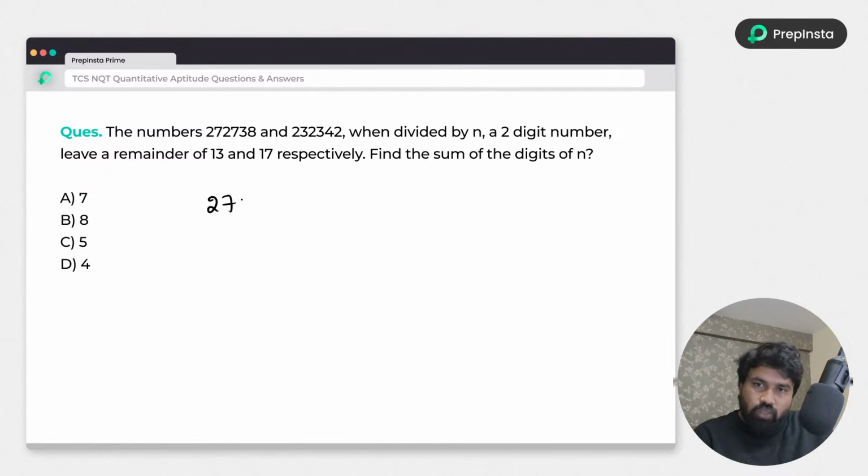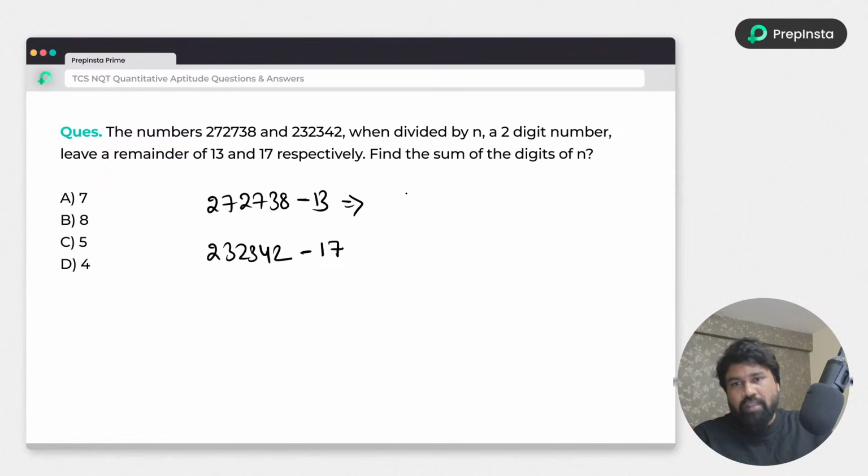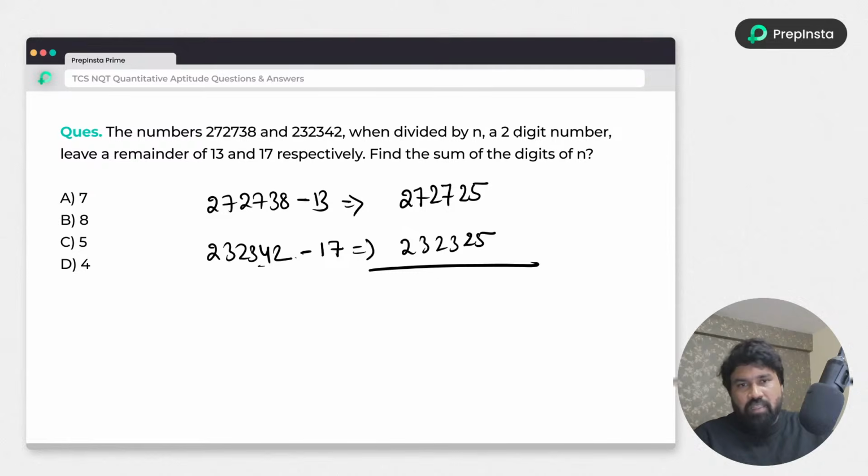Guys, 272738 and 232342. If I subtract 13, if I subtract 17, what will be the answers? 272725 and 232325. If these two numbers are divided by a 2-digit number, guys, how will you find a 2-digit number which can divide both?